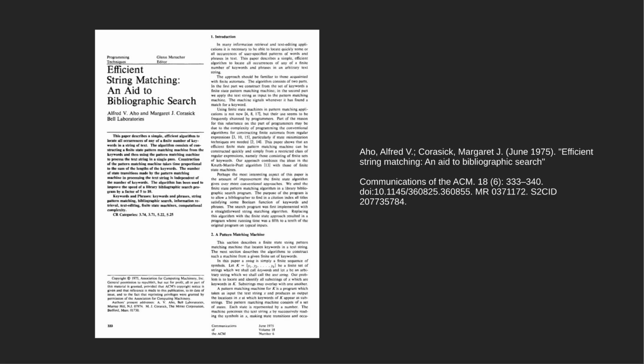This algorithm came out of Bell Labs in 1975. 2 researchers, Aho and Corasick, were working on bibliographic search. They needed to search text for tons of keywords at once, and the obvious approaches were too slow. So they figured out this really elegant solution, and it's been hiding in plain sight ever since. In grep, in virus scanners, in intrusion detection systems. Let's actually see how it works.